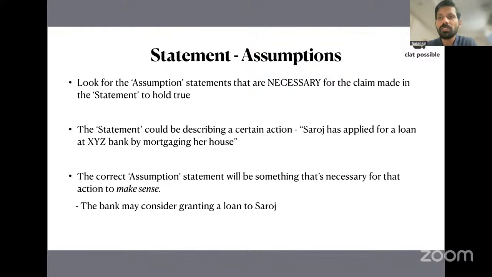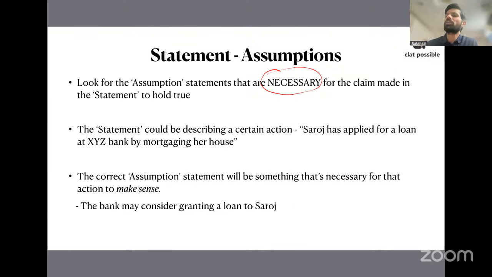What are these rules? Statement assumption is the same thing we discussed earlier. We are looking for an assumption statement that is necessary for the claim, right? Something that is necessary for the claim. A statement is given to me, and then I'm looking at these assumption statements, and I'm figuring for this claim to hold, whatever is being said in this particular statement, what is necessary? What might have to be believed to be true for this statement to make sense?